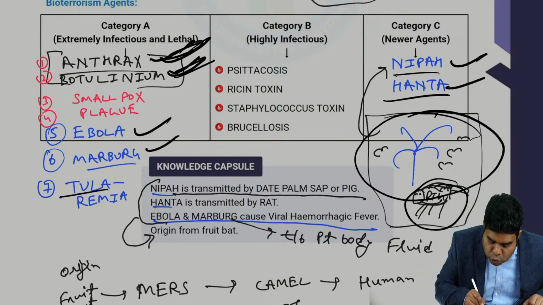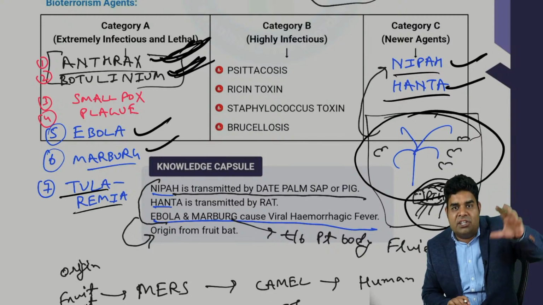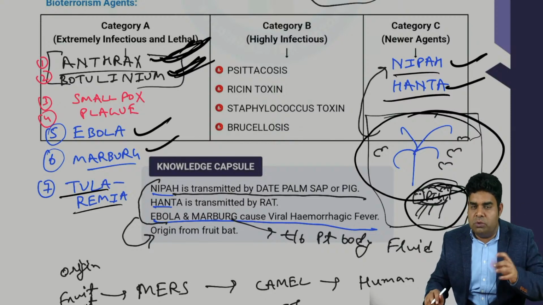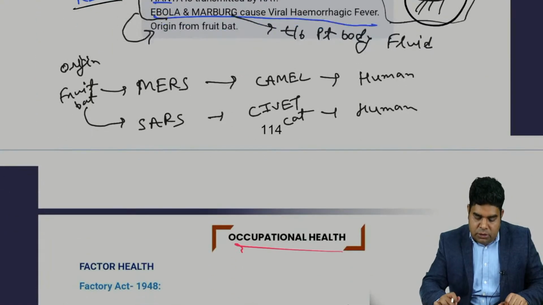Now the 7th one is tularemia. Tularemia is disturbing the flow. Rest all are very easy. 2, 2, 2. You can remember them together. Okay. So these are there.